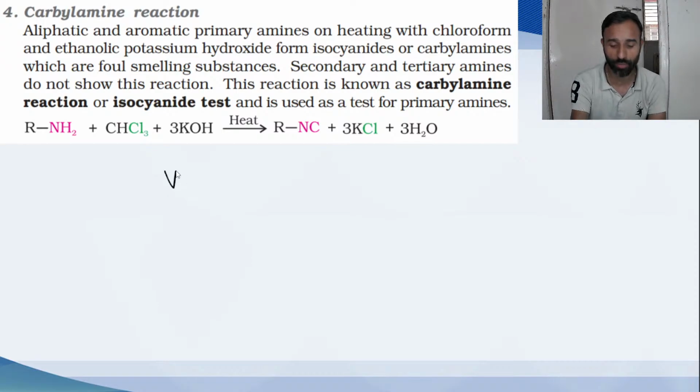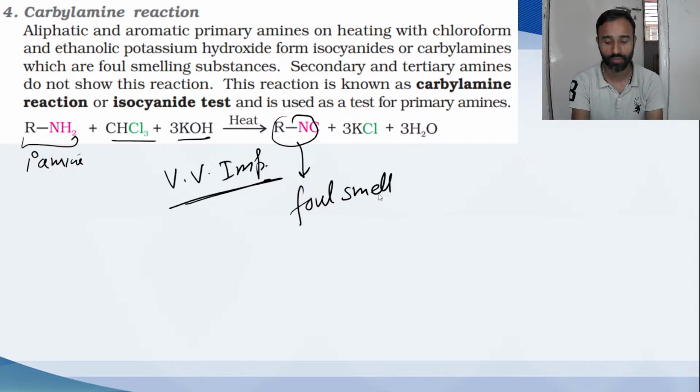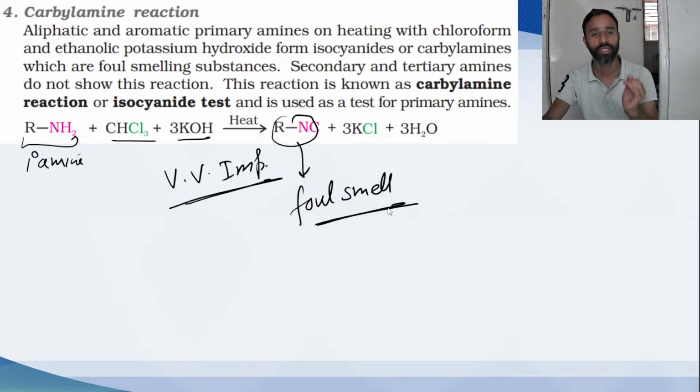Carbylamine reaction, very, very important. It is a test for primary amines. When an aliphatic or aromatic primary amine reacts with chloroform in the presence of KOH, we get alkyl isocyanide, which has a foul smell. That's why it can be easily seen that a primary amine is there. If any amine with chloroform and KOH gives a foul smell, that is a primary amine. Secondary and tertiary amines do not show this reaction. This is called the carbylamine reaction or isocyanide test, and it is used as a test for primary amines.